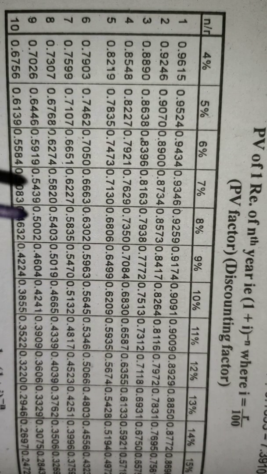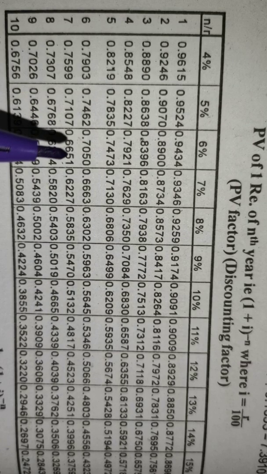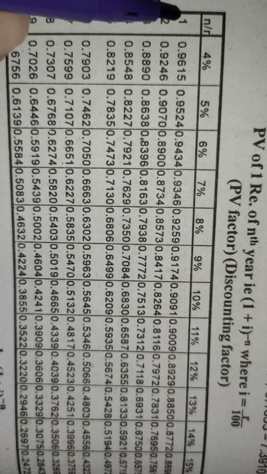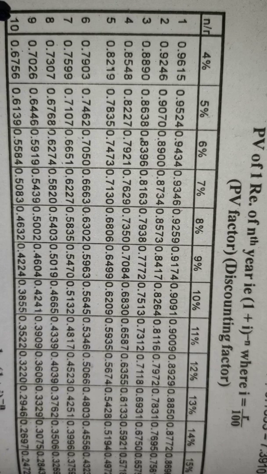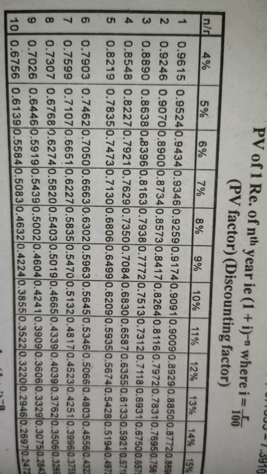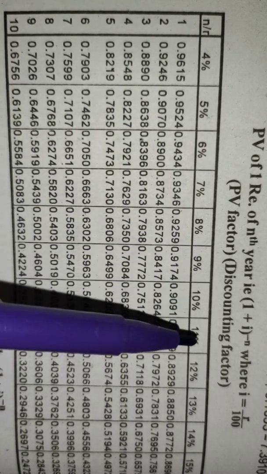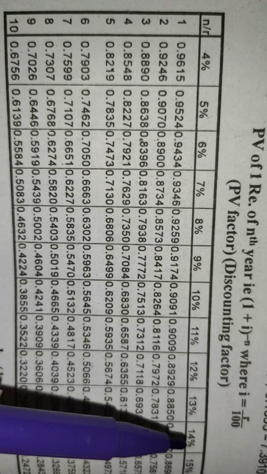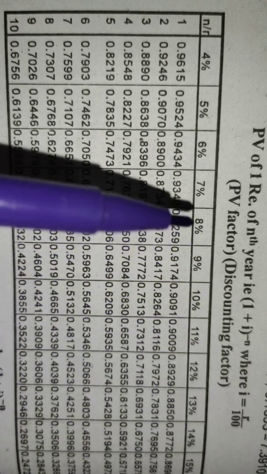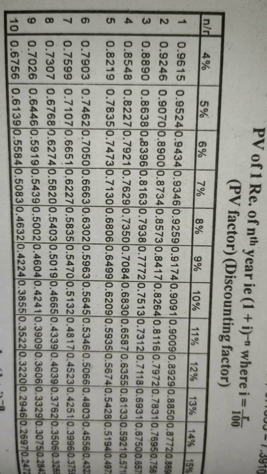This is the present value factor table. Here, these row headings indicate the years. First year, second year, third year, fourth year, like that. And the column headings indicate the rate at which the rupee diminishes.